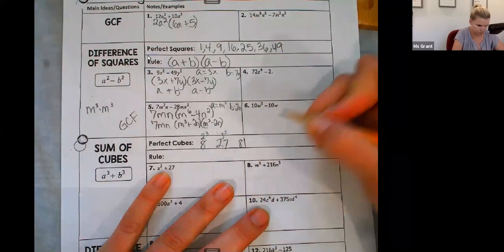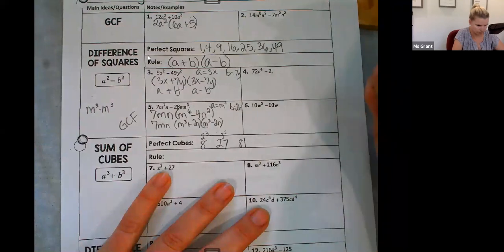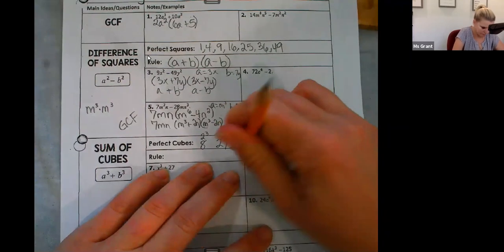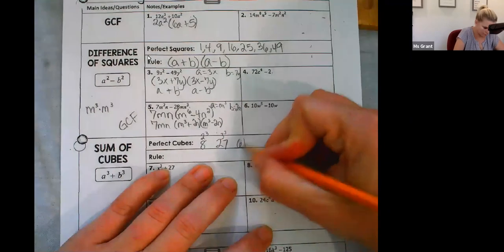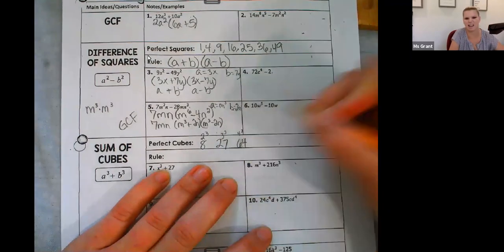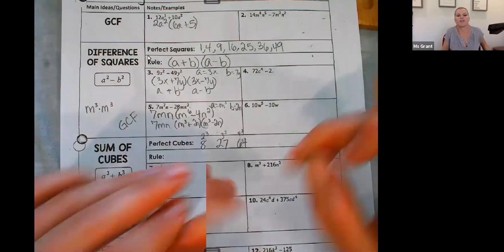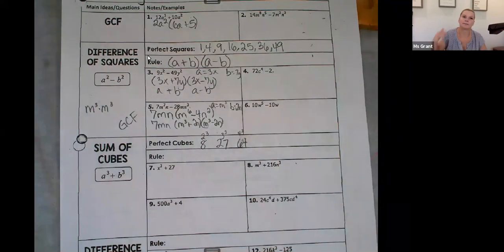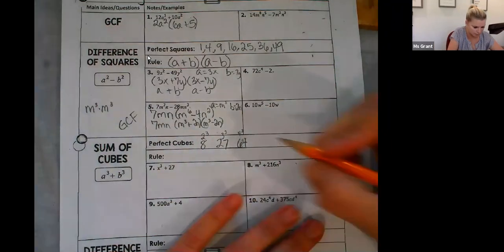81. Oh, no, 64, hold on. 64, 4 to the third. And actually then it's not 81 at all. 3 to the fourth is 81, sorry. 125 is another one, but that's a really huge one, so I don't know.